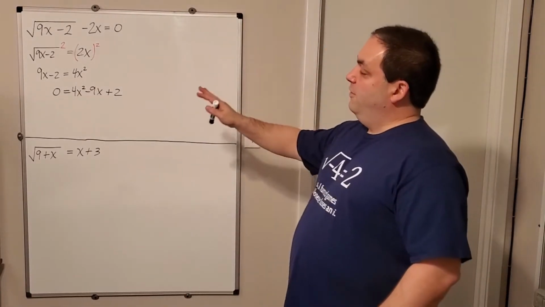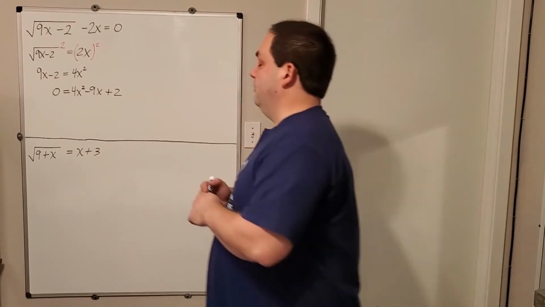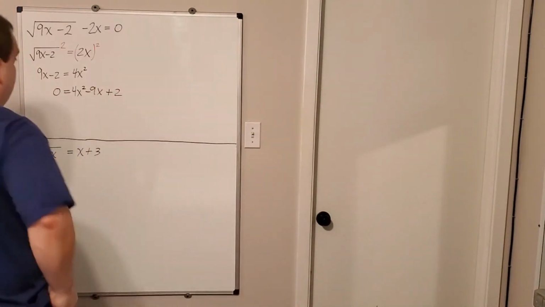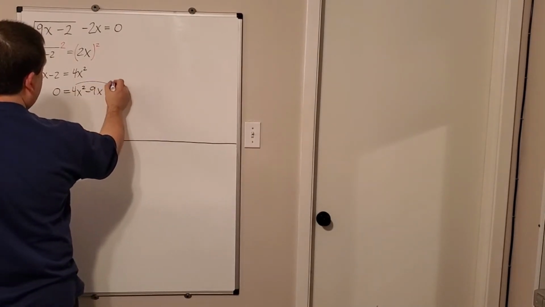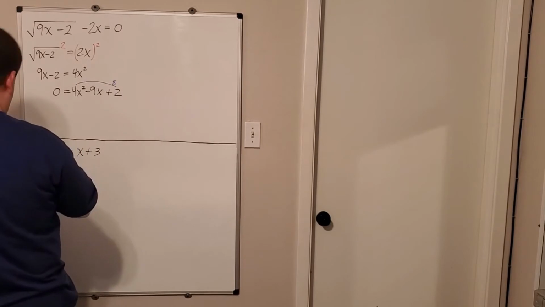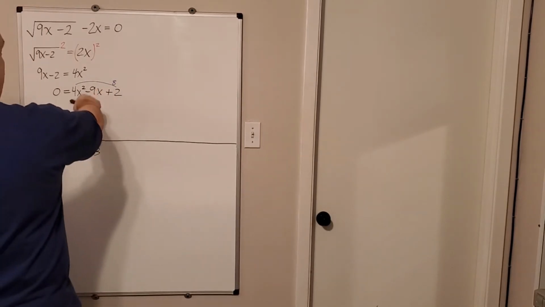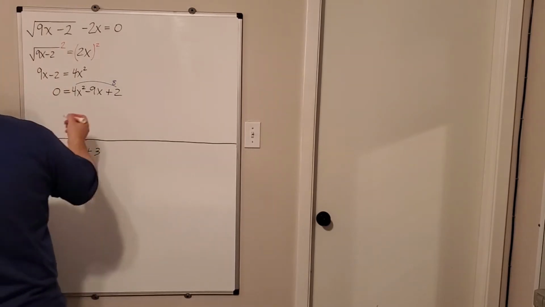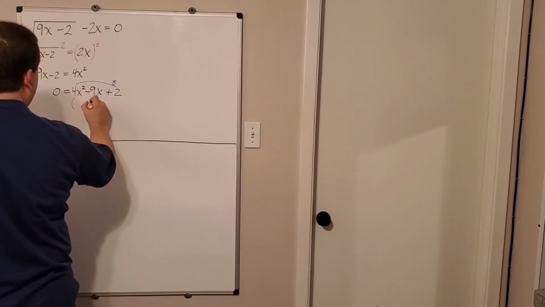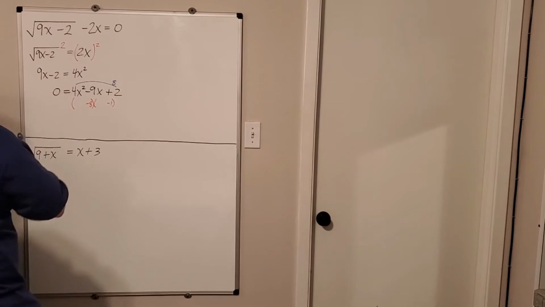Okay. So then from here, you're going to want to factor it whatever way you're most comfortable factoring. I prefer the AC method, right? The 4 times 2 is 8. And then I think of two numbers that multiply to 8, which also add to negative 9. In this case, those two numbers would be negative 8 and negative 1, right?